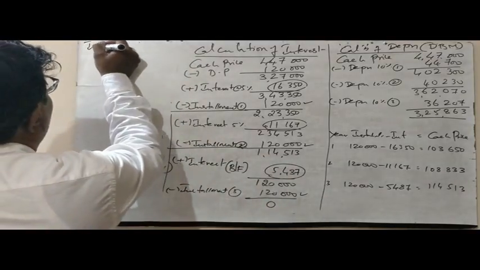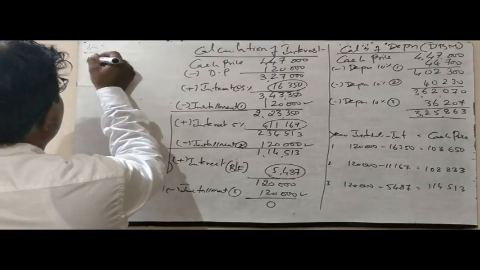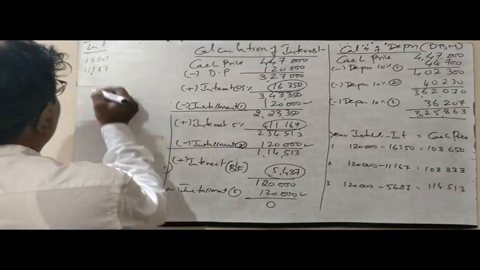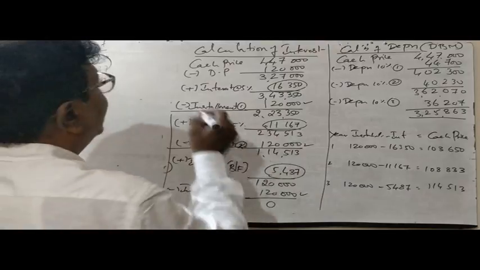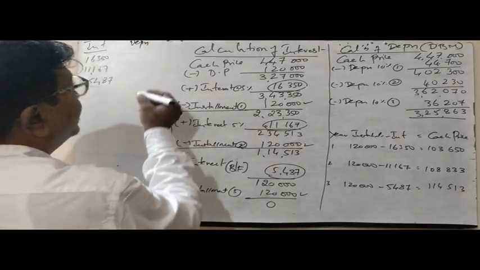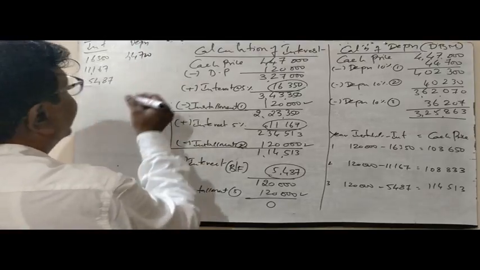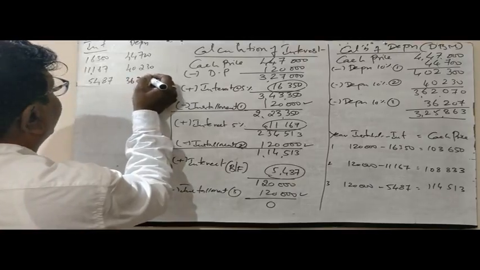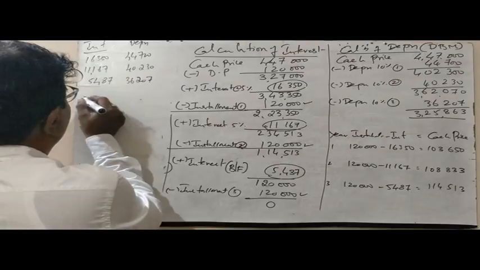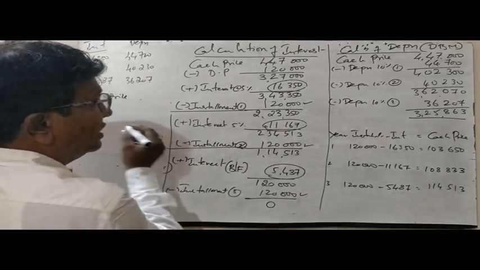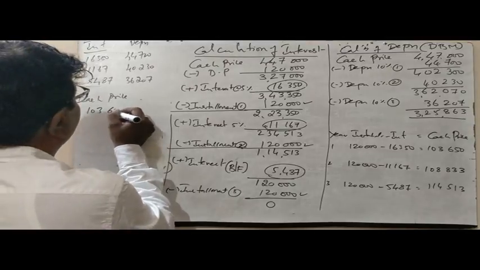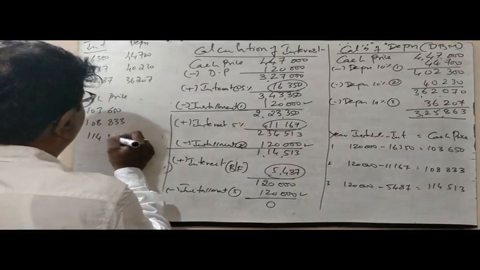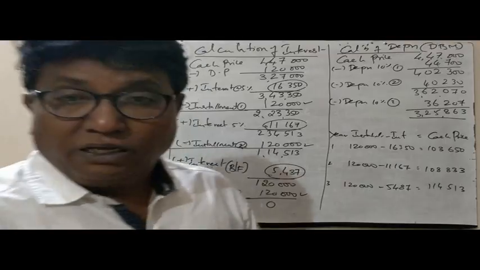First interest part, first year is 16,350. Second year is 11,167, 5,487. Then depreciation is first year 44,700, second year is 40,230, third year is 36,207. And then we need to find out cash price. So cash price is clearly given 1,03,650, 1,08,833, 1,14,513. So this is the note which we have made.